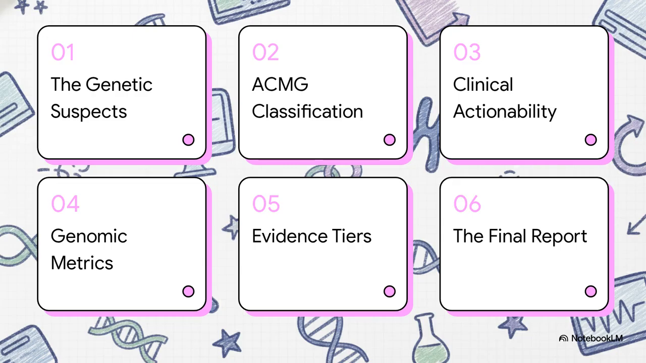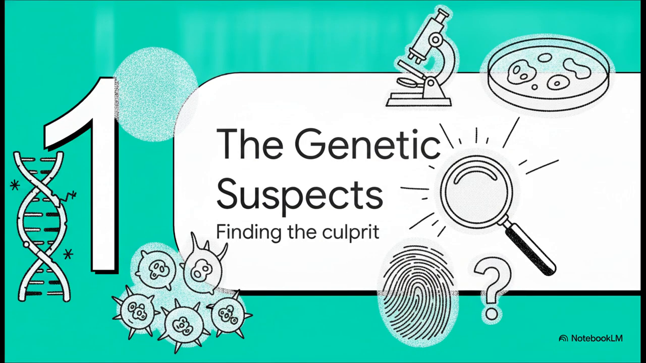First, we'll look at our genetic suspects, then move into the ACMG classification. Next is clinical actionability, then we'll hit genomic metrics, evidence tiers, and wrap it all up with the final report. All right, starting with step 1, the genetic suspects.